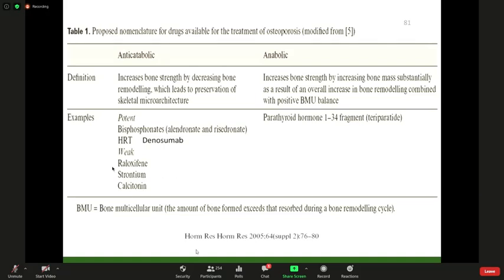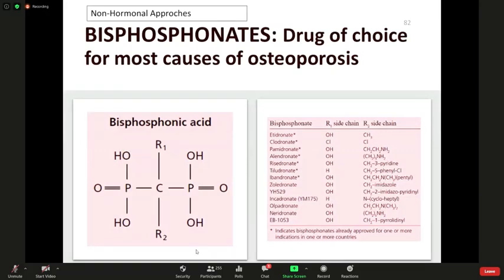While strontium, as I will tell you later, has a dual action of being anti-resorptive and also anabolic, strontium is a relatively weak drug in terms of inducing both, and that's why it's not typically the preferred drug. And the preferred drug is typically bisphosphonates, and for some, denosumab or teriparatide. Pero talaga mostly bisphosphonates. No? So I also put in denosumab. It's a relatively new drug for the treatment of osteoporosis. Okay, so bisphosphonates are typically the drug of choice for most of the causes of osteoporosis.